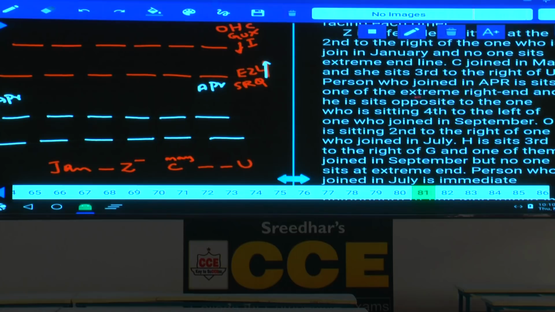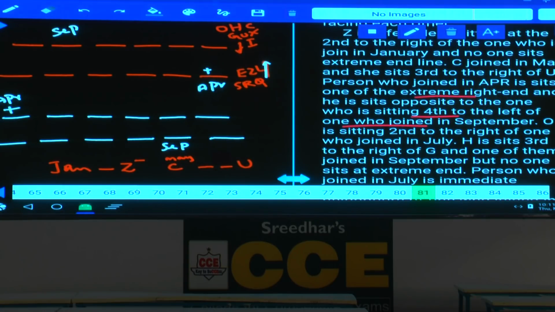April sits at one of the extreme right ends and he is opposite to the one who is sitting fourth to the left of the one who joined in September. Now this person April is a male, isn't it? Because the word he is used. Now this person is opposite to the one who is sitting fourth to the left of September. And the one who joined in September must be here. Are you following this one or not? And this one April and September must be at this place. Here again there are 2 possibilities in this one. Extreme right end, sitting fourth to the left of the one who joined in September.